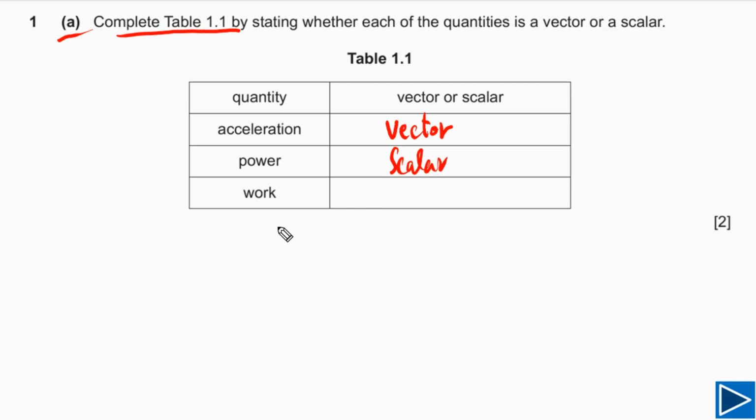Work simply means a way to transfer energy from one object to another object without a rise in temperature. So work is also a scalar quantity.